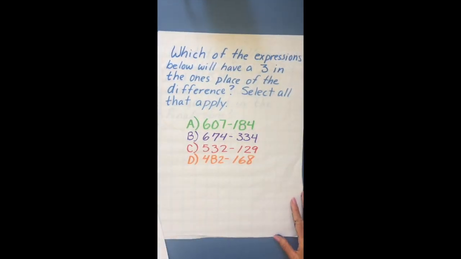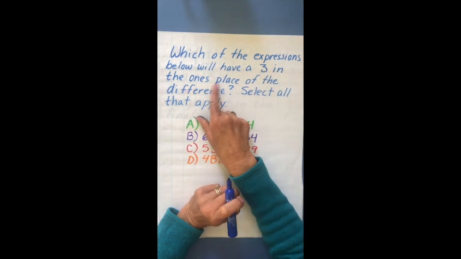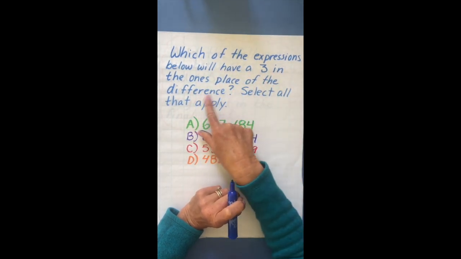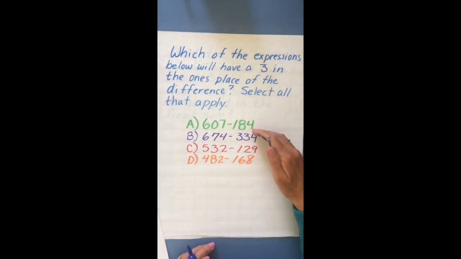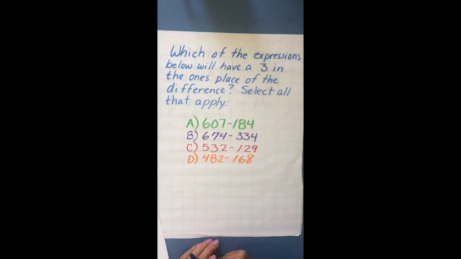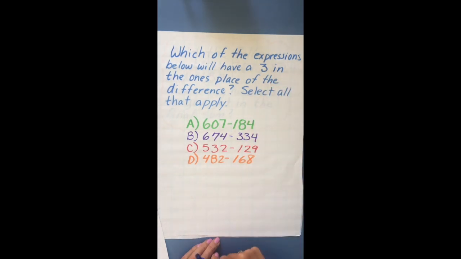The second problem says, which of the expressions below will have a 3 in the ones place of the difference? Select all that apply. So here it's A, B, C, or D. Do that problem. Turn off the video and solve this on a separate piece of paper, and then turn the video on again and come back. All right, here we go.